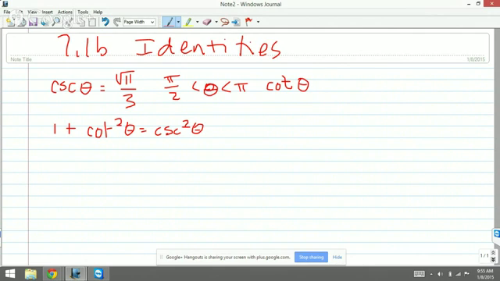There's just a little twist at the end that you need to be aware of. That's what the boundary does for us. Makes it just a touch more difficult. Not much though. So I can plug root 11 over 3 in for cosecant.